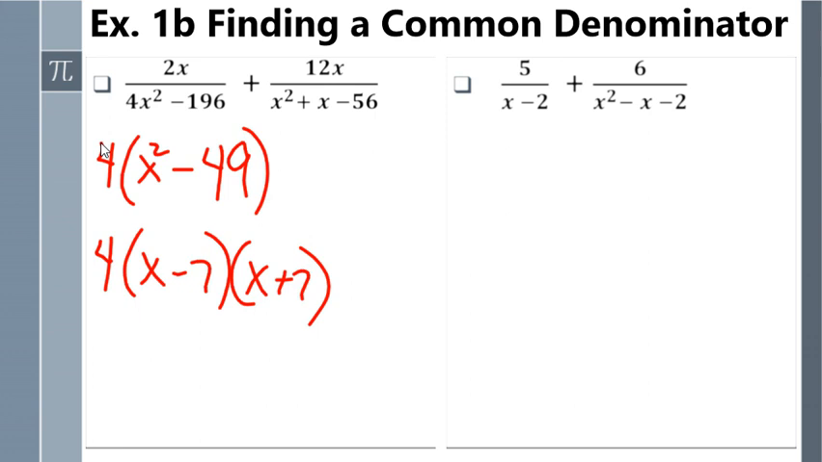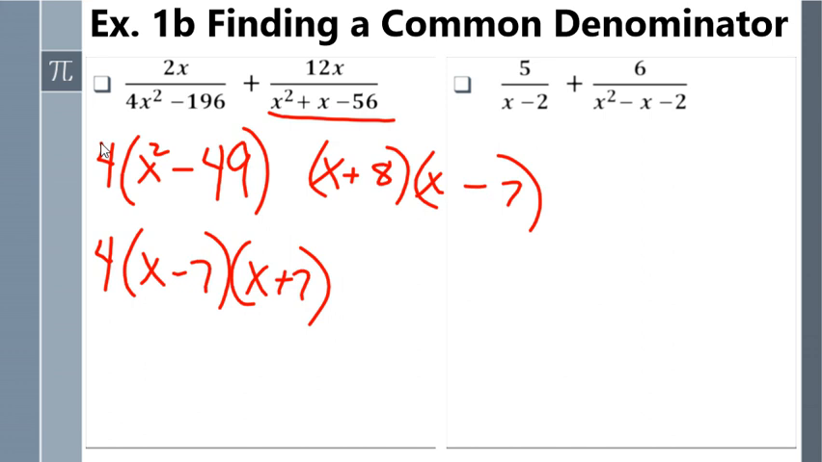This denominator over here, I need to find two numbers that multiply to get negative 56, but add together to give you positive 1. So I know that 8 times 7 gives me 56, and the difference between 8 and 7 is 1. I need a positive 1, so this is going to be a positive 8 and a minus 7. So I look at my factors. I have a factor of 4, x minus 7, x plus 7, x plus 8, x minus 7.